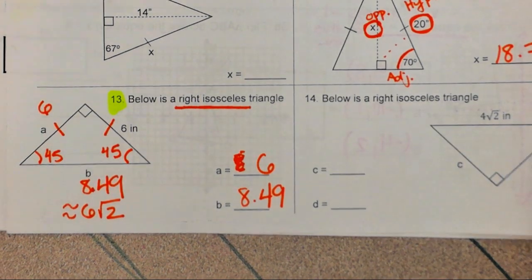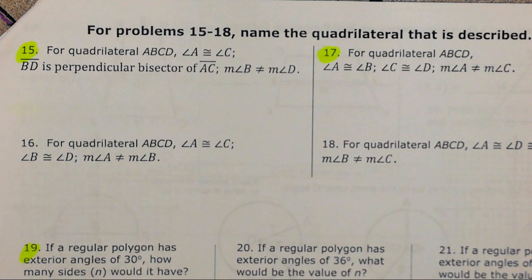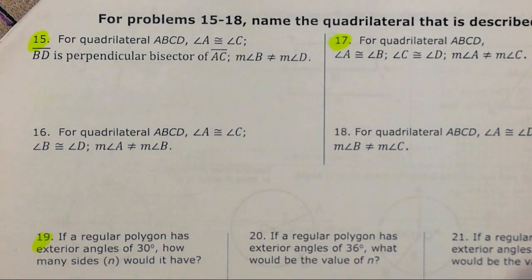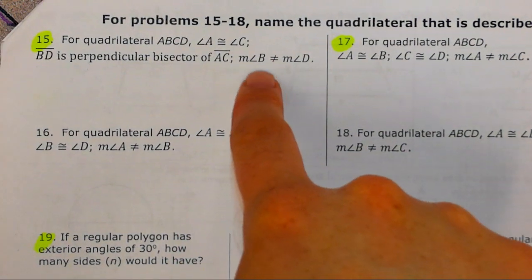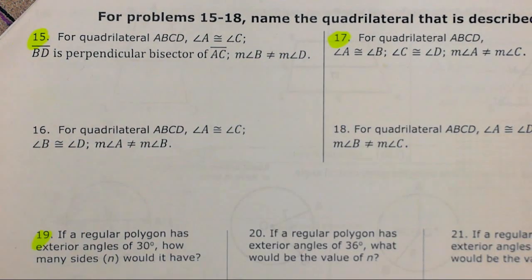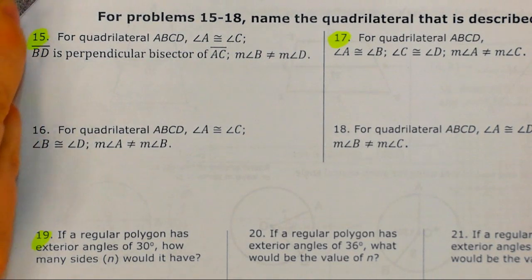Let's see. So flipping to the next page, I want to take a look at number 15. All right. So it says for quadrilateral ABCD, angle A is congruent to angle C, and BD is a perpendicular bisector of AC. It also tells us that angle B and angle D are not congruent.